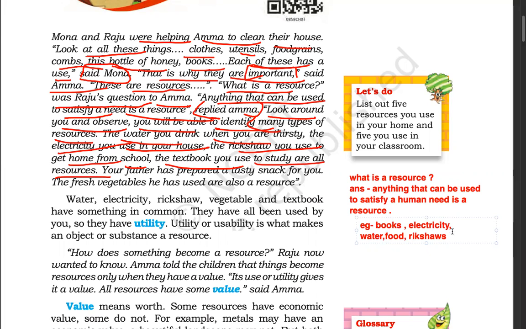At the end I will write etc, because there are not only these 4 to 5, but there are even more. So guys, I have seen many children asking this question: ma'am, what is etc.? Like in Hindi we write adi, like we are giving some examples.